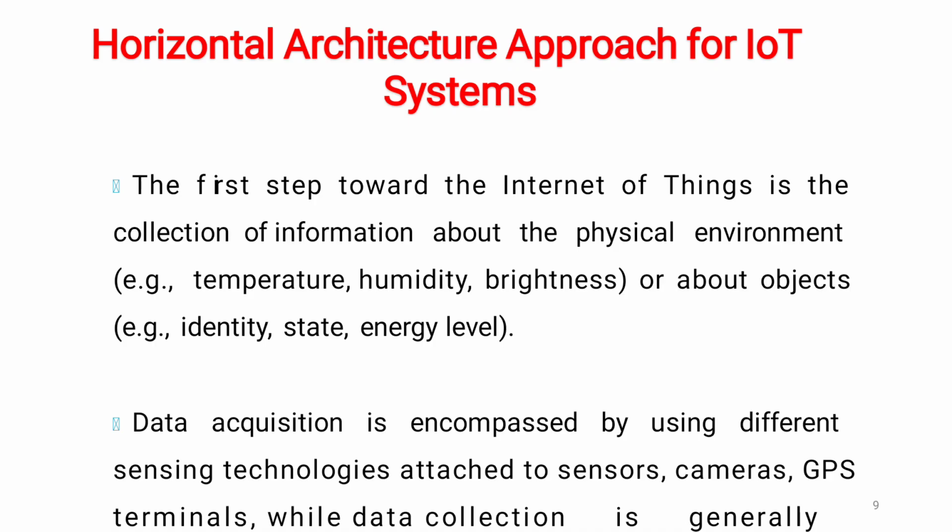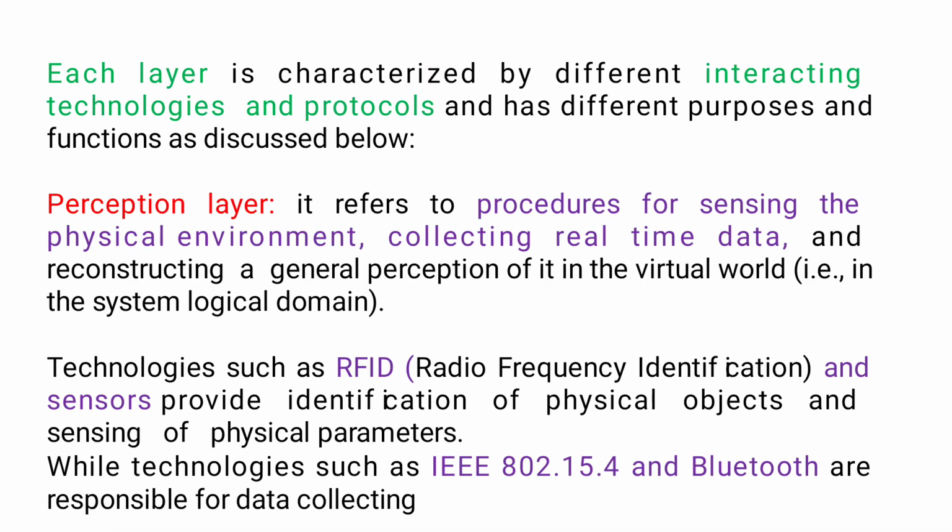The first step towards the Internet of Things is the collection of information about the physical environment or about the object. Data acquisition is encompassed by using different sensing technologies attached to sensors, cameras, GPS terminals, while data collection is generally. Each layer is characterized by different interacting technologies and protocols and has different purpose and functions as discussed below.